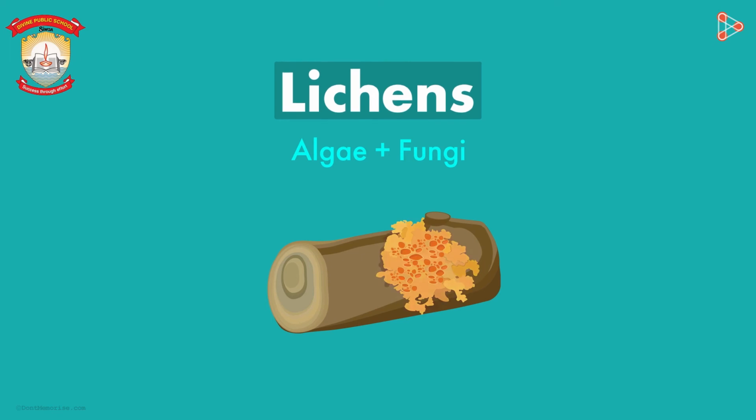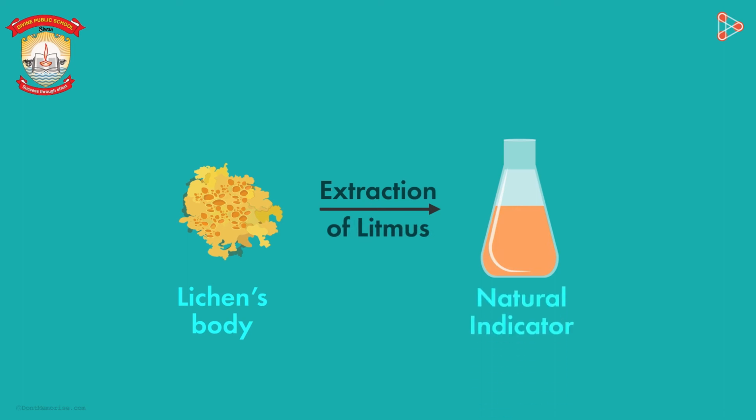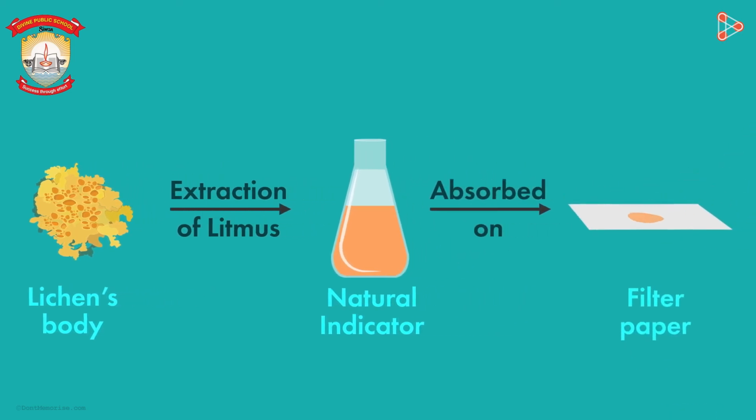As a result, chemical changes in the body of lichens can give us an indication of the nature of substances that come in contact with them. So, the substance extracted from a lichen's body called litmus is used as a natural indicator for chemical purposes, especially in detecting the acidic and basic nature of the solutions. The litmus obtained from a lichen's body is a mixture of dyes that are usually absorbed on a filter paper. This paper made with litmus on it is used as an indicator for detecting acids and bases.